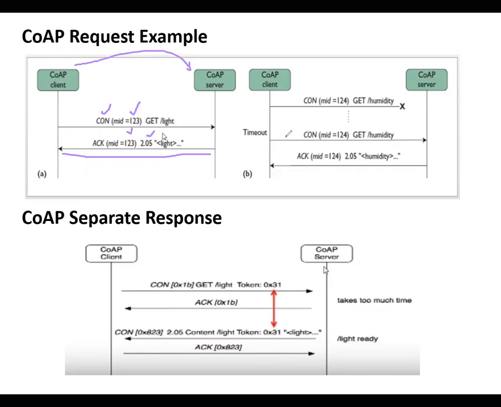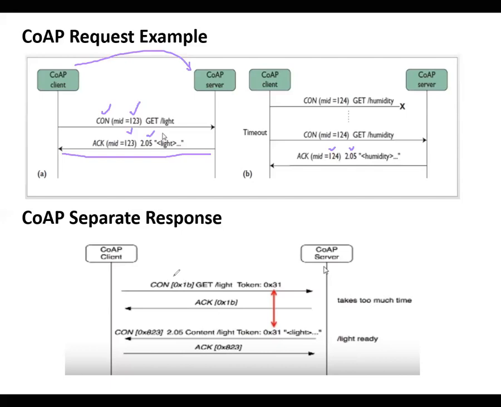In another scenario, figure B on your screen, right-hand side, the client sends a message, and the message type is confirmable. The message ID is 124, and now it's asking about the humidity, but the message is not received. So when the message is not received, the server will not acknowledge it. After some period of time, when that time has passed, the client will again send the same message. Upon receiving, the server will acknowledge that with the same message ID and the response to the query about humidity. So this is COAP separate response.